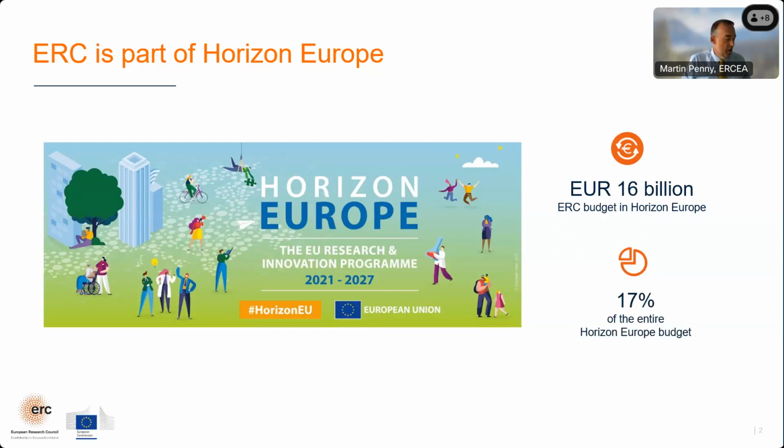So as you know, the European Research Council and the opportunities that we provide are through the Horizon Europe budget, which is the framework program for research and innovation of the European Commission. We fall under the first of the three pillars of Horizon Europe. It's known as the Excellence Pillar. And overall, about 17% of the entire Horizon Europe budget is dedicated for the ERC, which is about 16 billion euros over the 7 years of the Horizon Europe program.